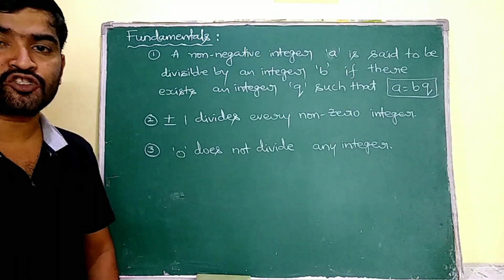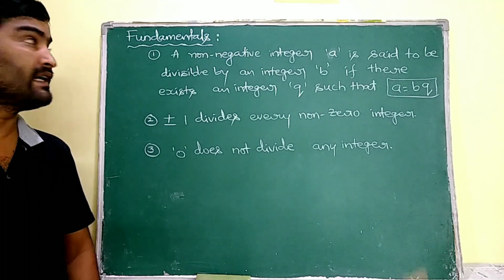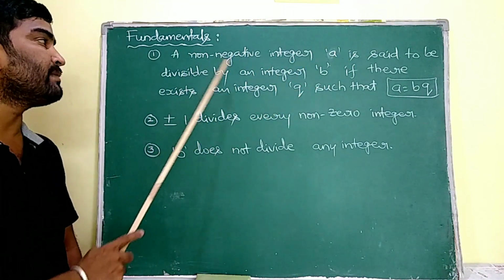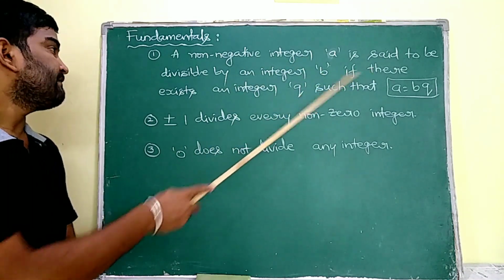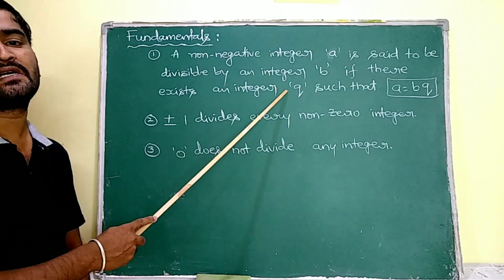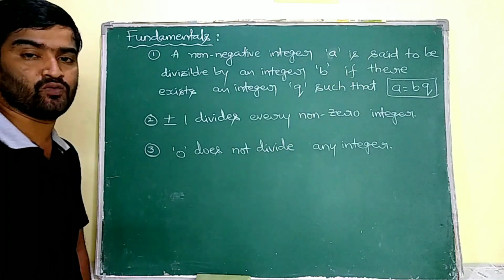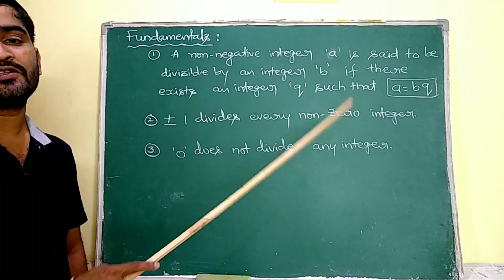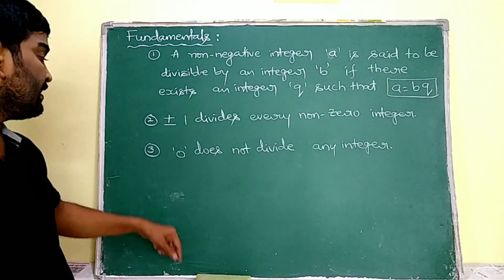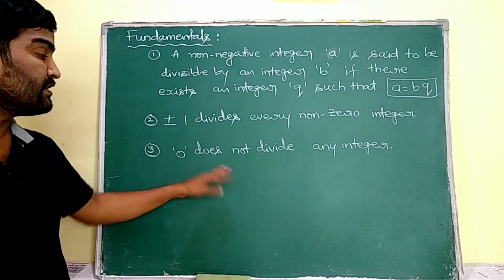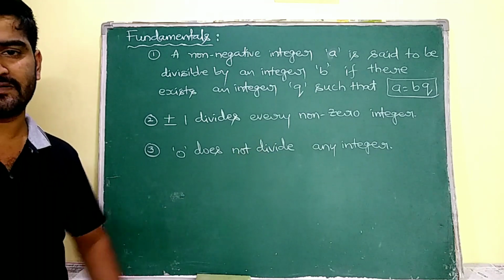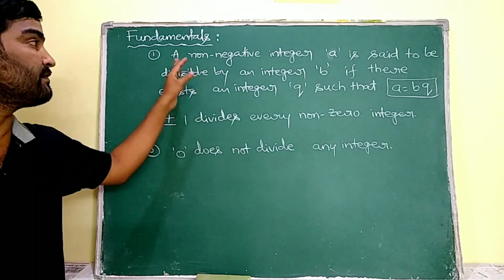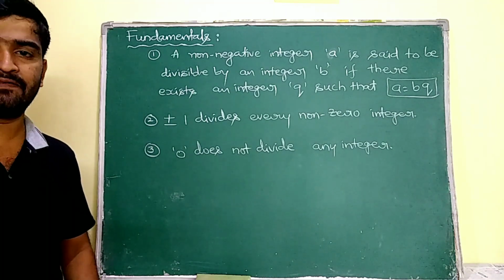See, the fundamentals to be remembered in the division. A non-negative integer a is said to be divisible by an integer b if there exists an integer q such that a is equal to bq. Understand? Plus or minus 1 divides every non-zero integer, we know. Now coming to the third point, 0 does not divide any integer. We have to remember these 3 points. That means these are the fundamentals in the division.